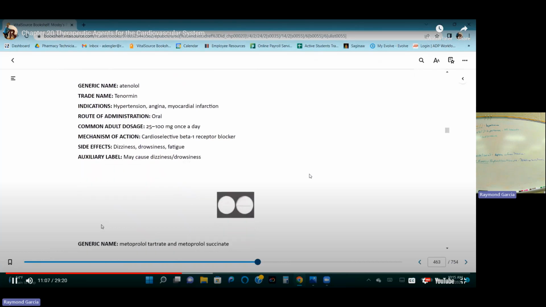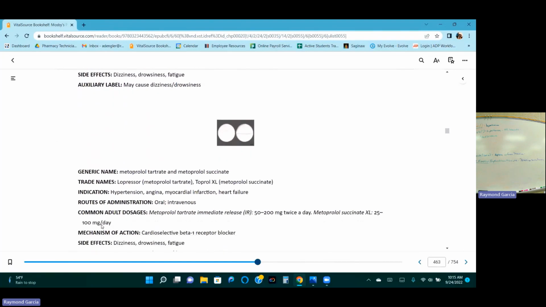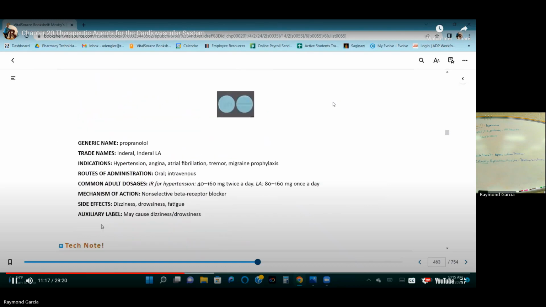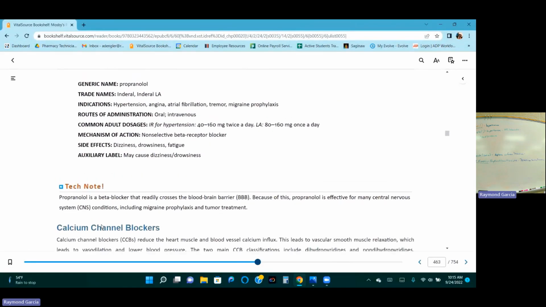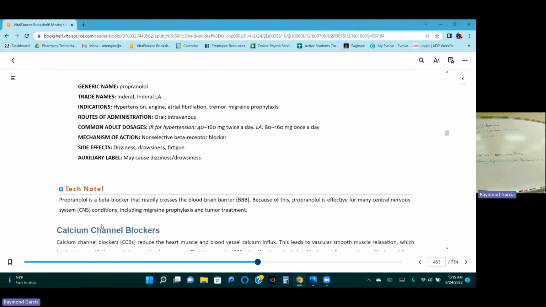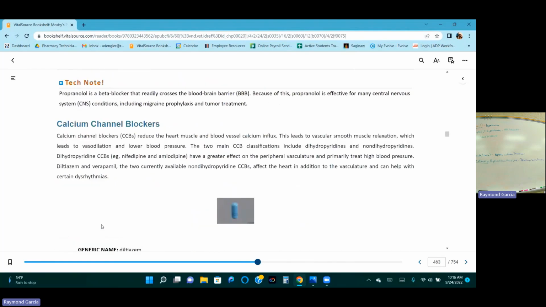Some examples: atenolol, used for hypertension, angina, and myocardial infarction, like a heart attack. Metoprolol tartrate and succinate. Propranolol, which is used for a lot of different things now: hypertension, angina, atrial fibrillation, tremors, migraine prophylaxis, and is even used for chest pains and anxiety and things of that nature.